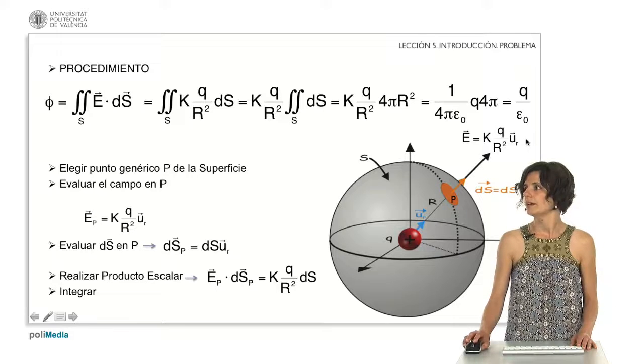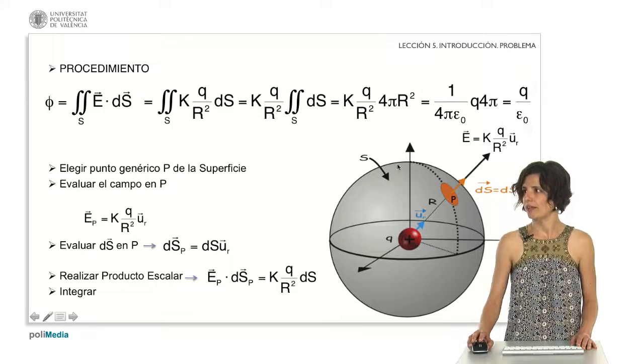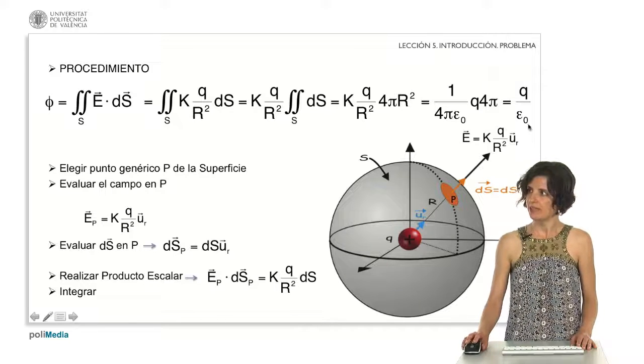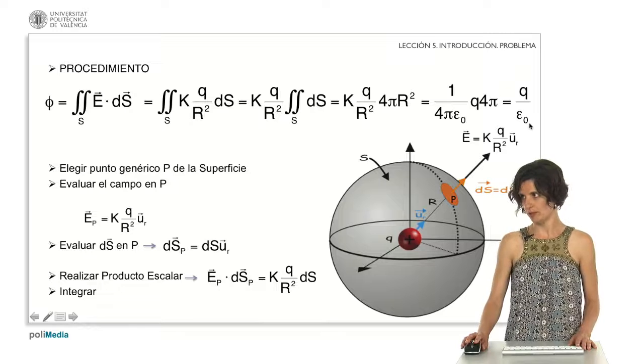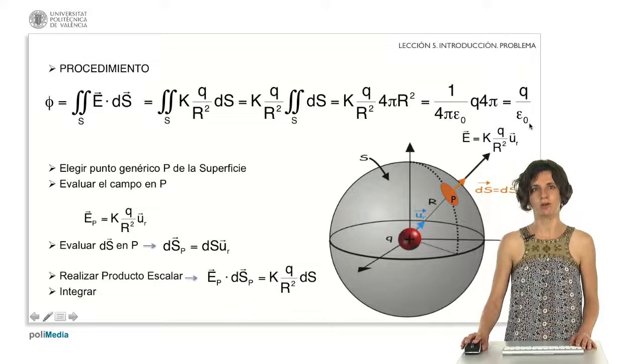Emphasize that the flux, the result, we see that it is equal to the charge enclosed by that surface divided by the electric permittivity in vacuum, epsilon sub 0. Result that coincides with Gauss's law, which we will see in the next class.